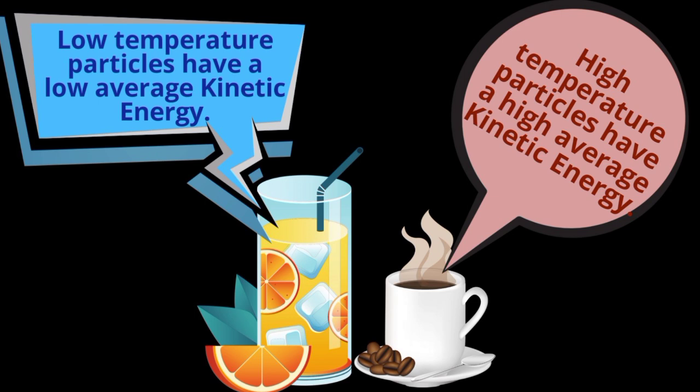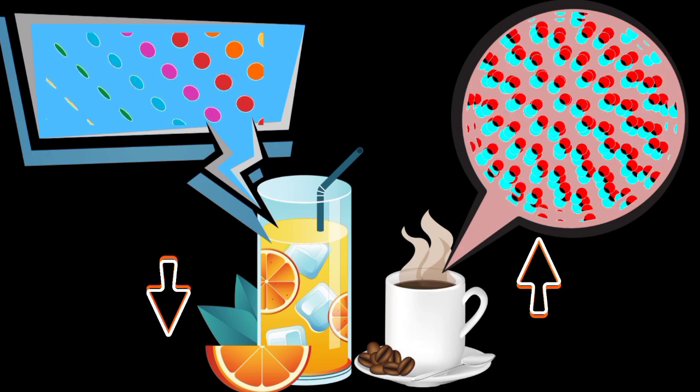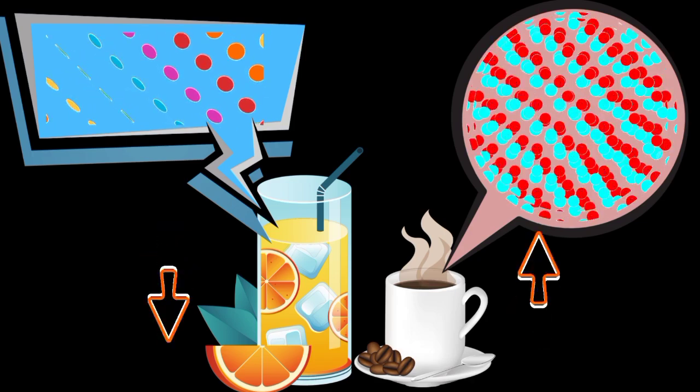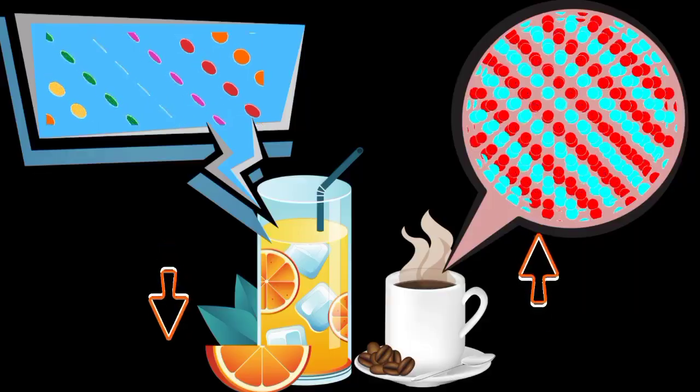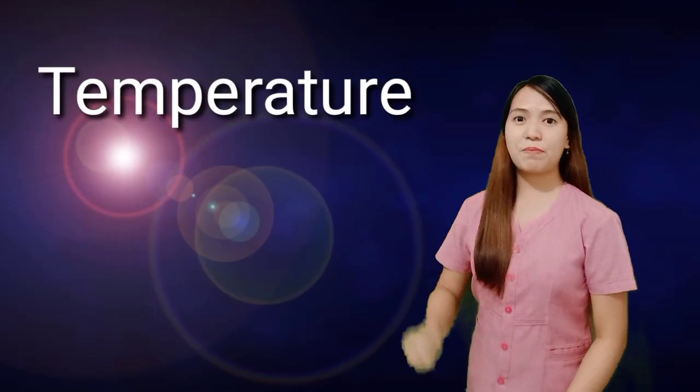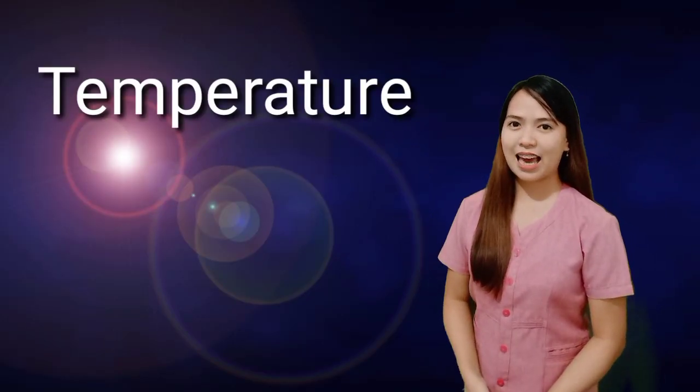I have here a picture of cold orange juice and hot coffee. Orange juice has low temperature particles and has a low average kinetic energy, while hot coffee has high temperature particles and has a high average kinetic energy. The hot coffee has a higher temperature and its particles are moving faster, so it has a greater average kinetic energy. Temperature is dependent on the average kinetic energy.